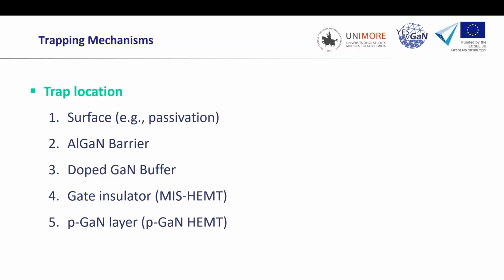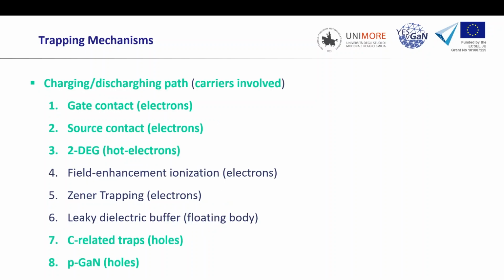Of course, trapping can also happen in the AlGaN barrier that is separating the surface from the channel, or it can happen in the GaN buffer if you're using extrinsic impurities. If you have a mishap, like we saw yesterday, the gate insulator can also be a source of instability, or also the p-GaN layer in p-GaN HEMTs. This is a popular option nowadays for normally-off devices. So this will also cause some troubles that we will look into.